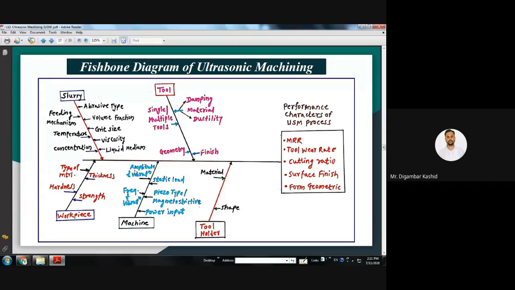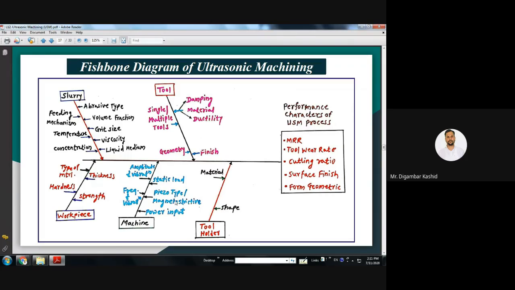Then another is the amplitude of the vibration. Amplitude of vibration is going to affect the performance of the process. And how much static load is acting. That will decide with what velocity the particle is going to hit the workpiece surface. So that static load we also need to consider. Then we have the type of the transducer, that means whether we are using a piezo type or magnetostrictive transducer. So that type also affects the performance.